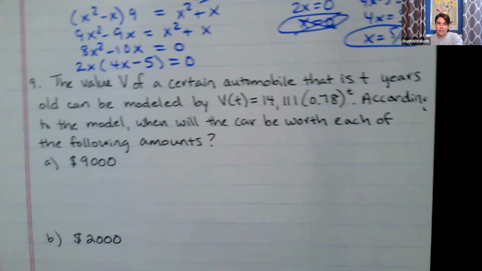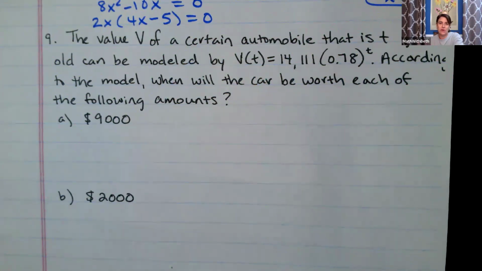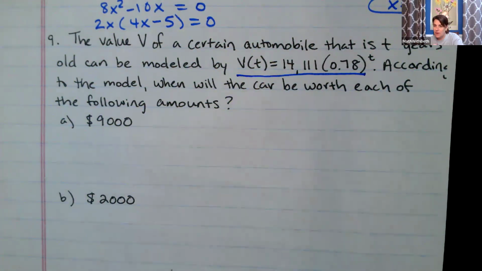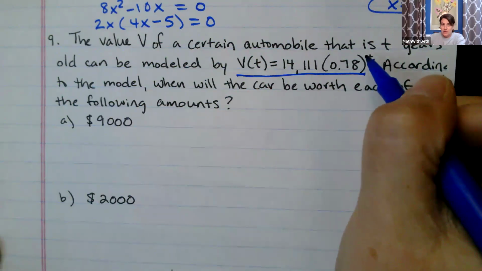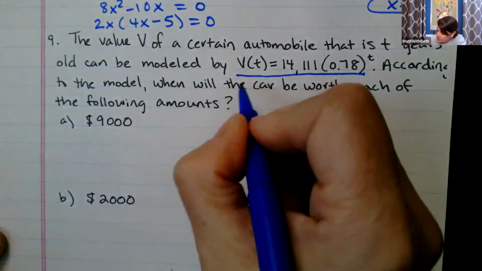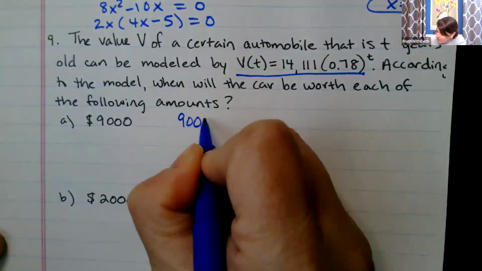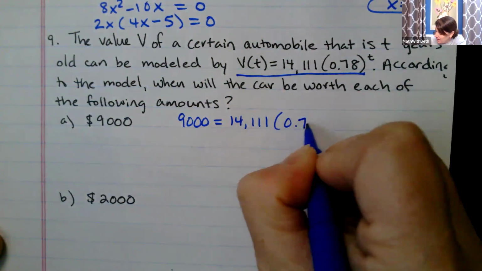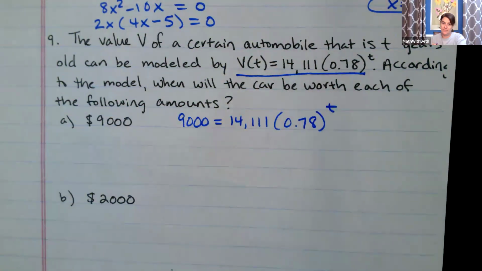All right, and then one word problem. The value V of a certain automobile that is T years old can be modeled by this equation. According to the model, when will the car be worth each of the following amounts? So it's giving us an amount and it wants us to know when it will be equal to that. So basically we're going to try to find T. So when it's giving me this new amount, it's really giving me the answer. So I'm going to have to put the 9,000 there and figure out how to solve for T.